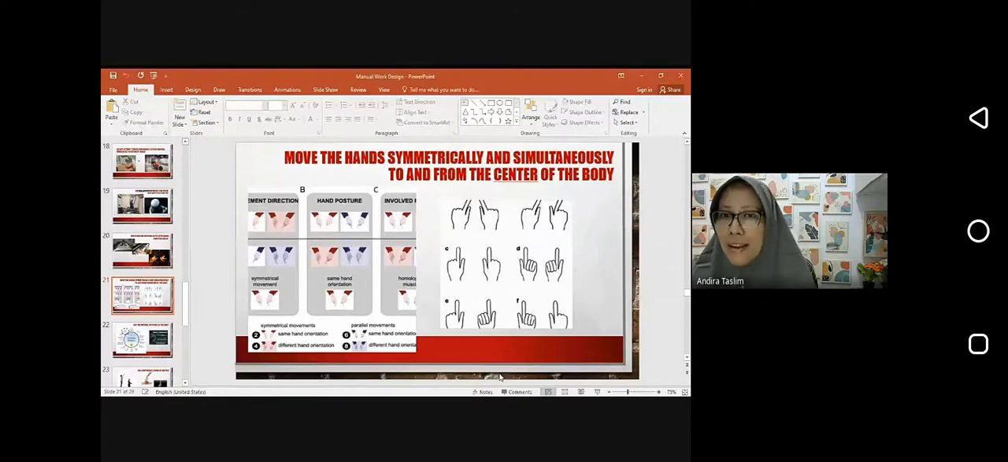Sebenarnya kalian kalau lihat judulnya, move the hands symmetrically and simultaneously. Symmetrically itu ya dari dalam keluar, itu symmetrical namanya, and it will be easier. Yeah, so it is a principle that you have to follow. It says that and from the center of our body. Jadi dari tengah keluar. Okay.